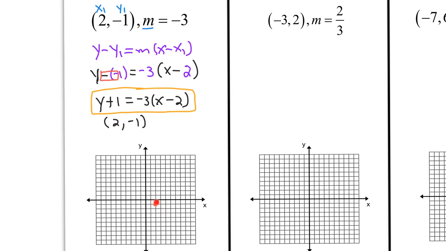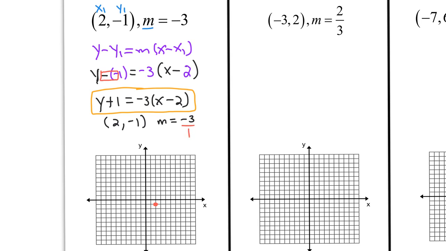That's how you start. You start by plotting the point on the coordinate plane. The next step is you guys use your slope. Now my slope is negative 3. So I'm going to write it down here. m equals negative 3. And every time I use my slope to graph, I need a fraction because I need the rise and the run. So my rise is negative 3 and my run is 1.